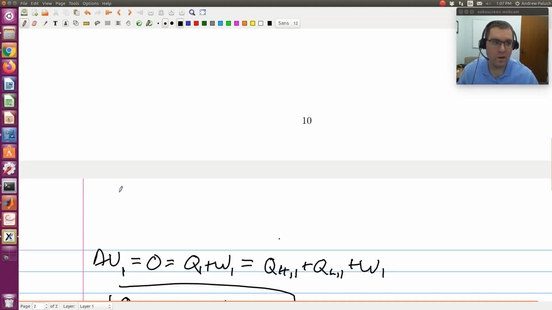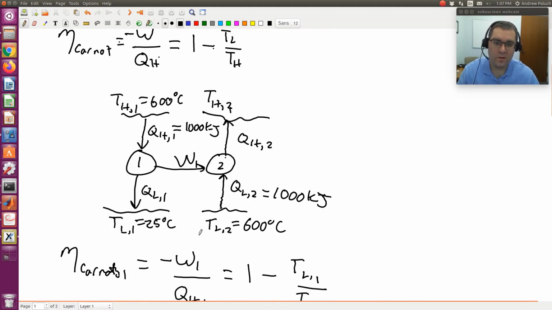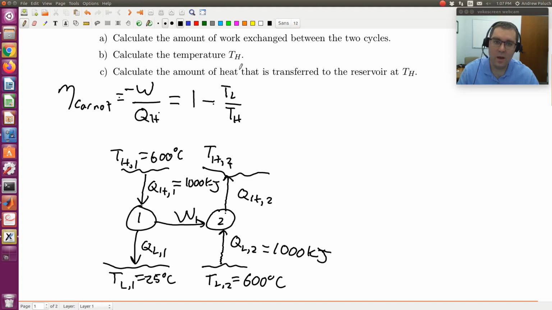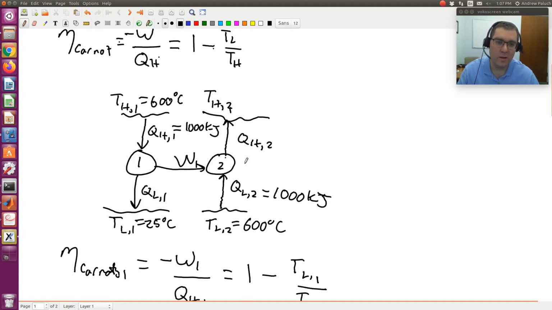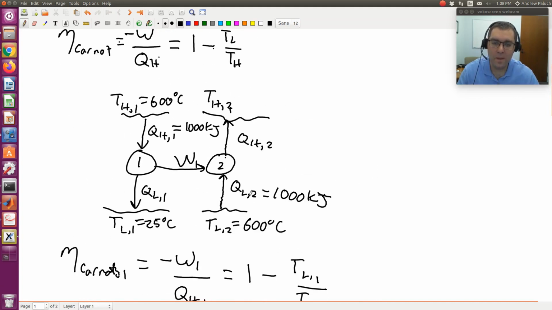Okay, so if I go up here to cycle 2, I have problems B and C to solve. Let me start with C just because it's the same principle, and then we can get our temperature from our efficiency. But if I know W1, which I just calculated here, so it's known, and I know QL2, then I can get QH2 just from a balance.